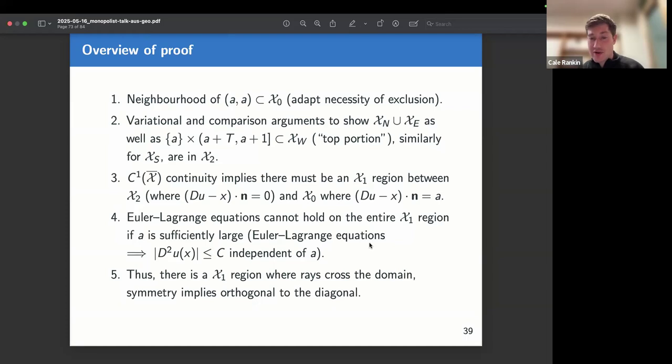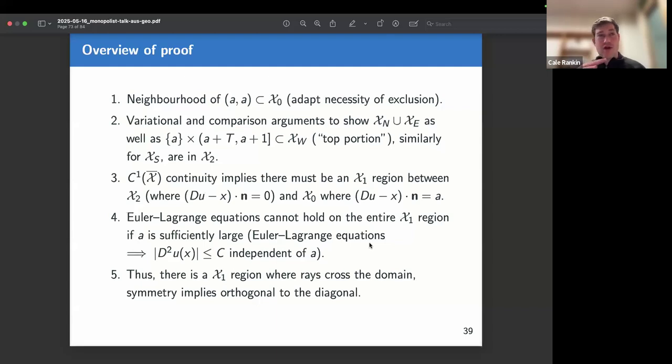Our Euler-Lagrange equations in this x1 region consisting of rays which have only one endpoint on the boundary is such that you get a C2 estimate. And that C2 estimate is independent of A, which means for A sufficiently large, that C2 estimate can't everywhere hold if du minus x dot n is moving between 0 and A.